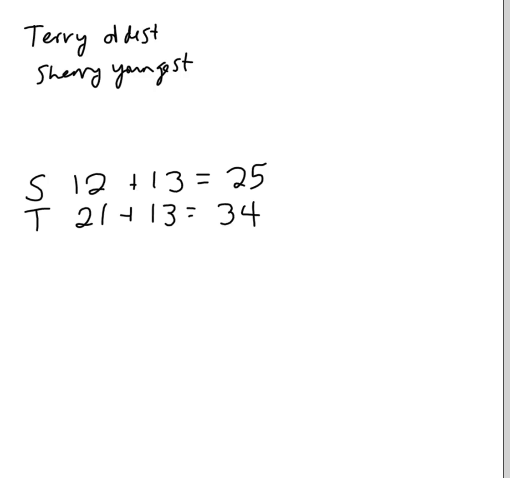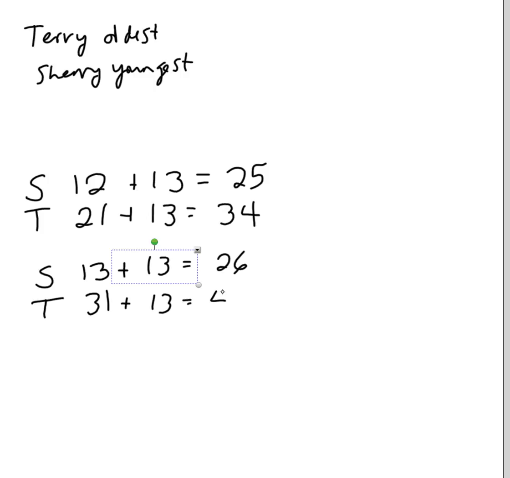So we start by guessing and checking, but let's start with the age of 12. So let's say Sherry is 12. That means Terry must be 21. 13 years from now, that would mean that Sherry would be 25 and Terry would be 34. When I look at this answer, the answers aren't double, so I know that one's wrong. So let's try another number. Let's try 13 for Sherry, which means Terry will be 31. Again, let's add 13 and see what happens. So again, that one, not double.